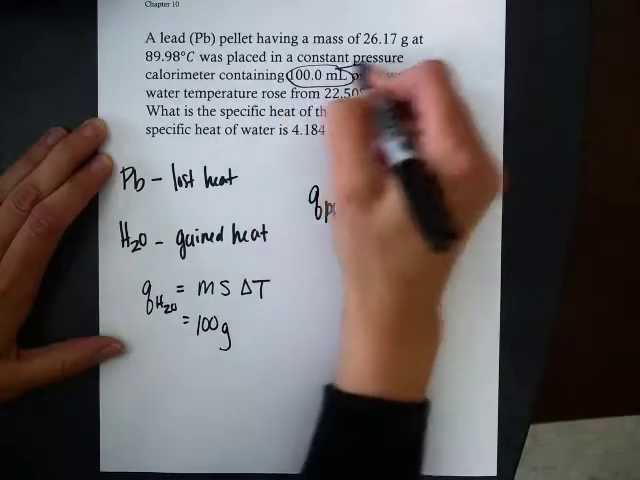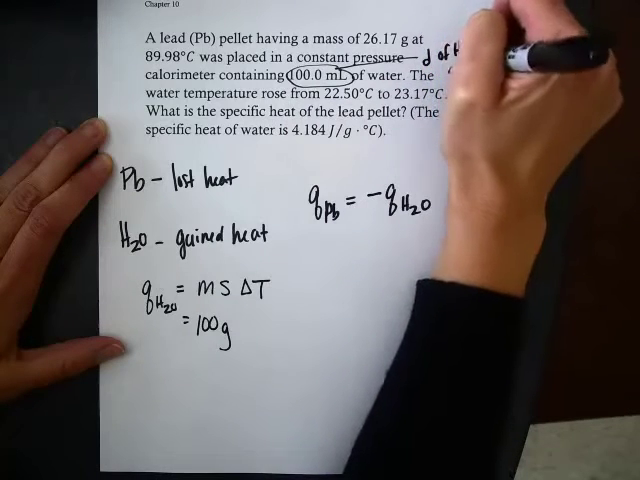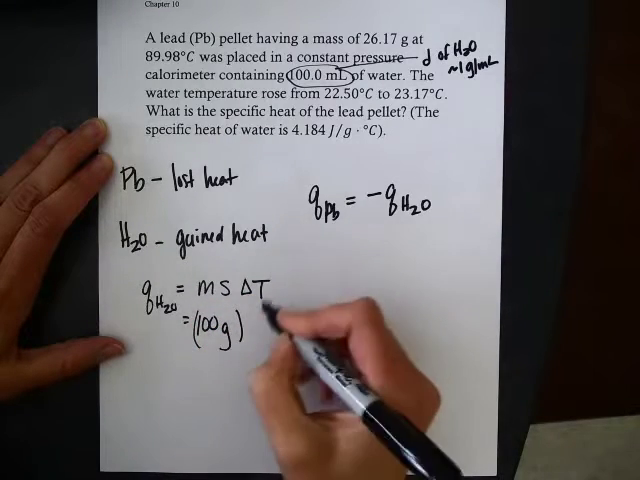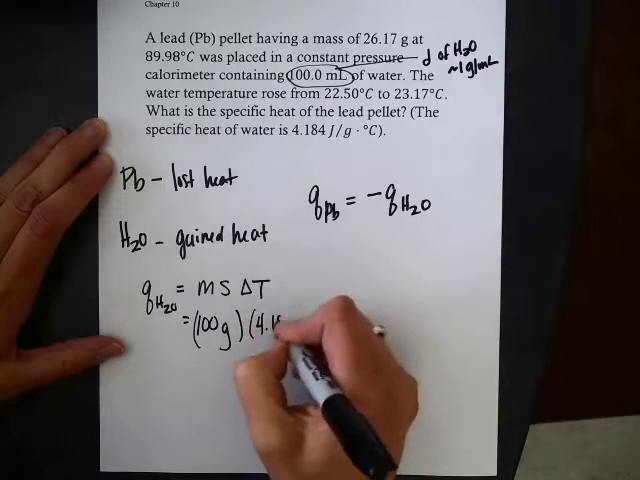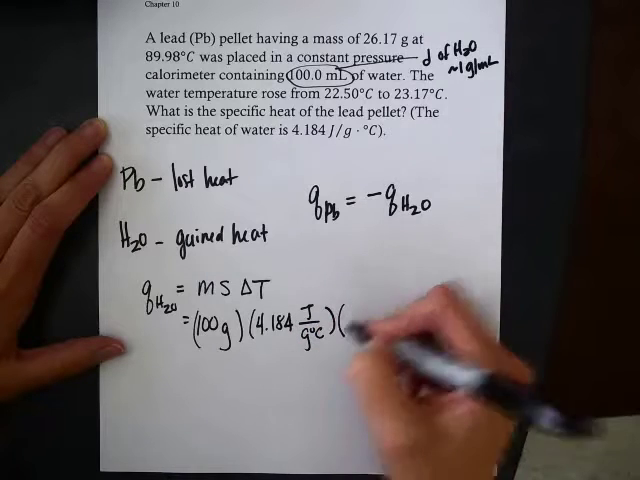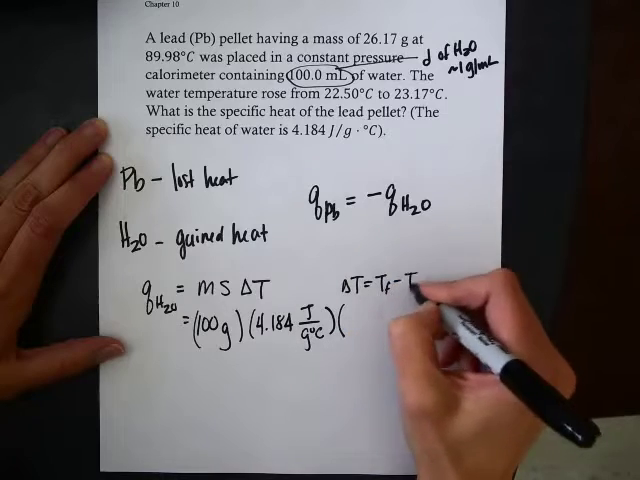All right, so Q equals m s delta T for water. I have 100 milliliters of water. I can check and find out that the density of water is about 1 gram per milliliter, so I'm going to put 100 grams for the mass. It gives me the specific heat of water. And now for my temperature change, remember temperature change is final minus initial.